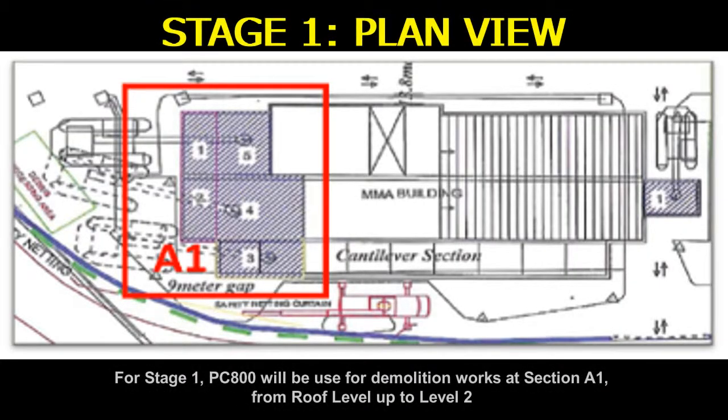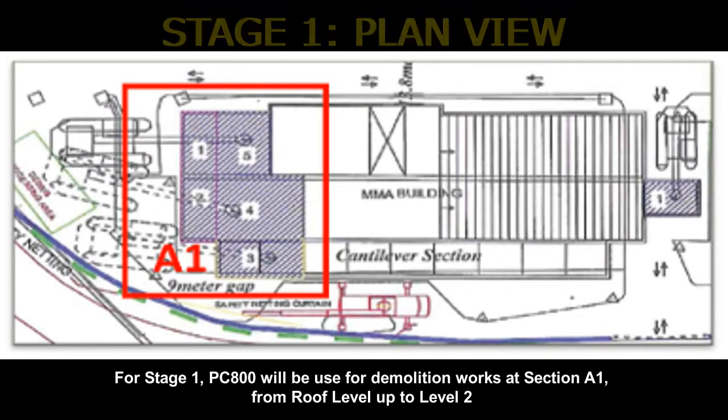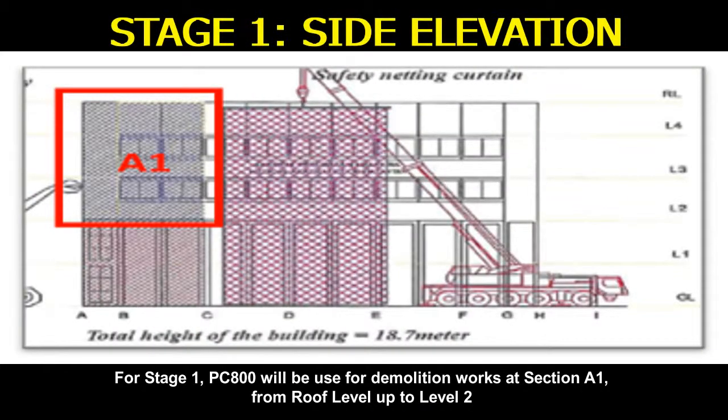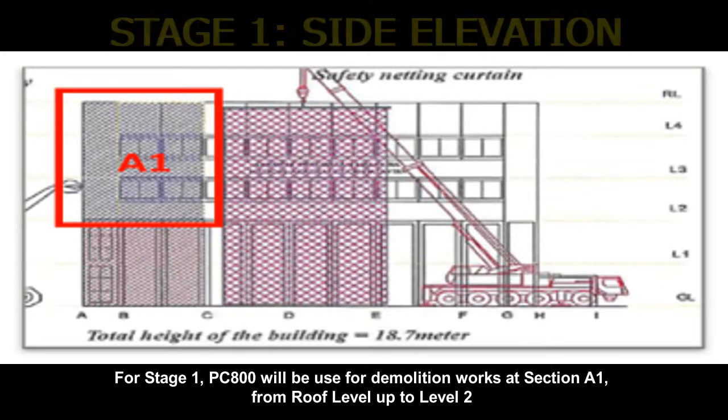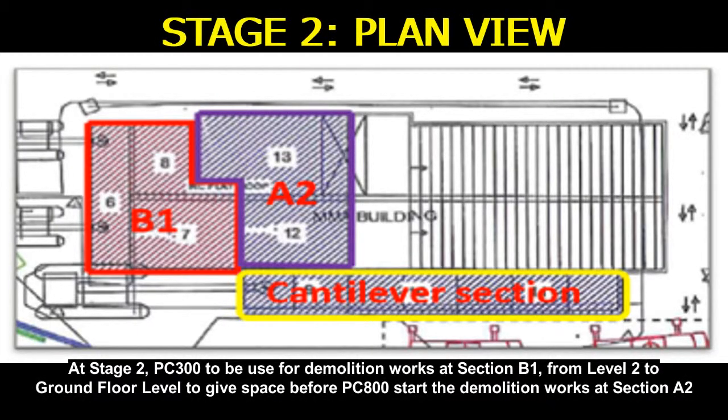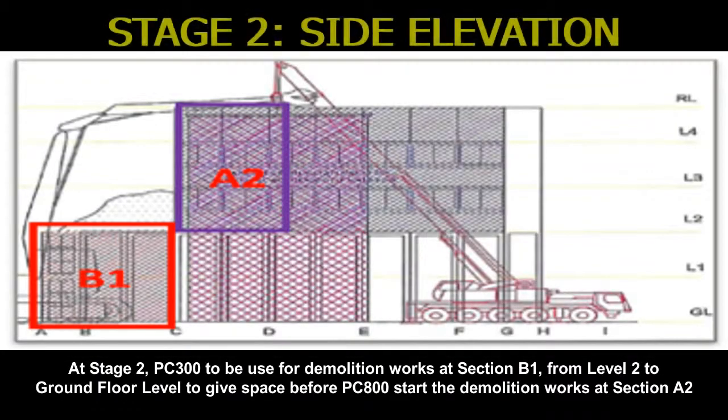For stage 1, PC800 will be used for demolition work at section A1 from roof level up to second level. At stage 2, PC300 to be used for demolition work at section B1 from level 2 to ground floor level to give space before PC800 starts the demolition work at section A2.